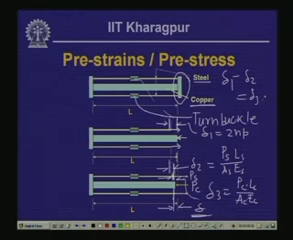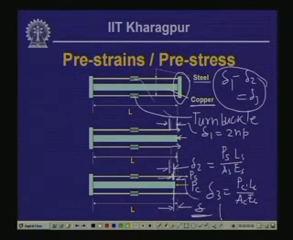So, this is the compatibility criterion which arises because of the application of the pre-straining in the system. Also, if we look at the equilibrium equations, we have two steel wires which are being pulled by a force Ps, and we have the central copper bar which is being compressed by the force Pc. So, in the equilibrium situation, Pc should be equal to twice Ps.